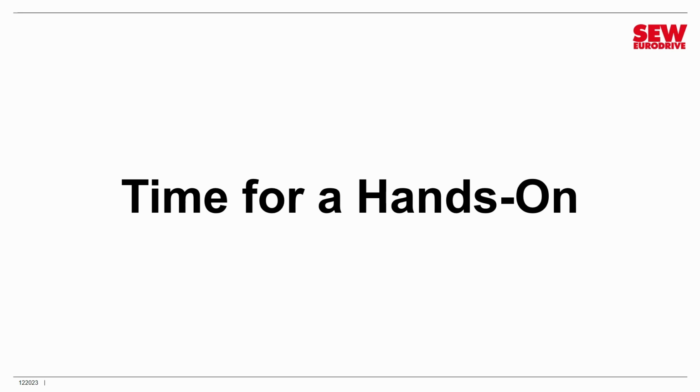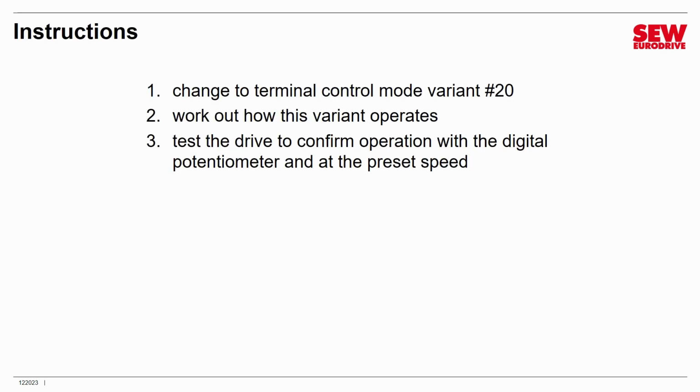So here's what I'd like you to do. I'd like you to go into LT Shell, and I'd like you to change to terminal control mode variant number 20. Then I'd like you to work out how it operates. You may have to dive into the documentation and look up this parameter, but it's pretty obvious. And then I'd like you to test the drive to confirm the operation with the digital potentiometer and also confirm that the preset speed works.